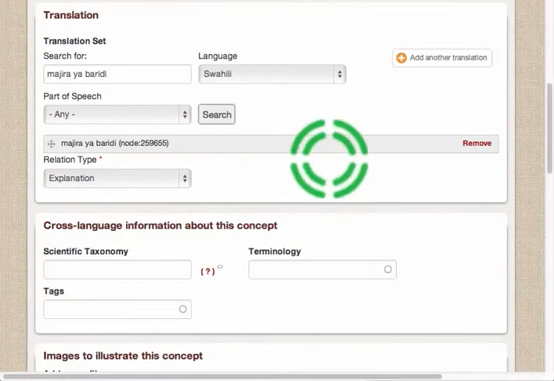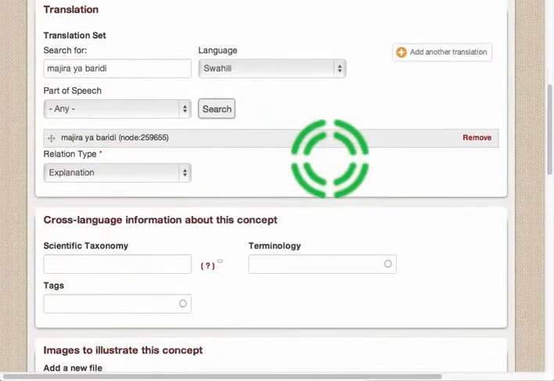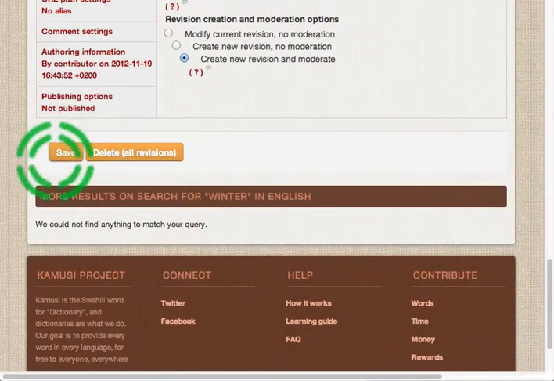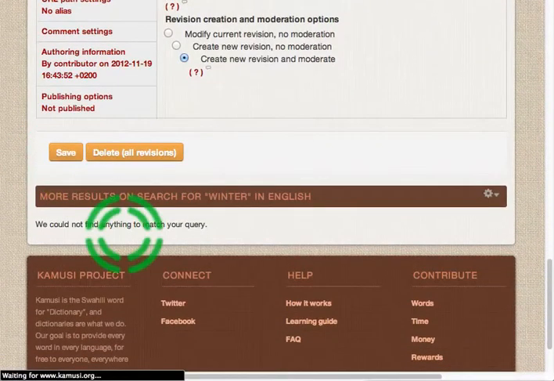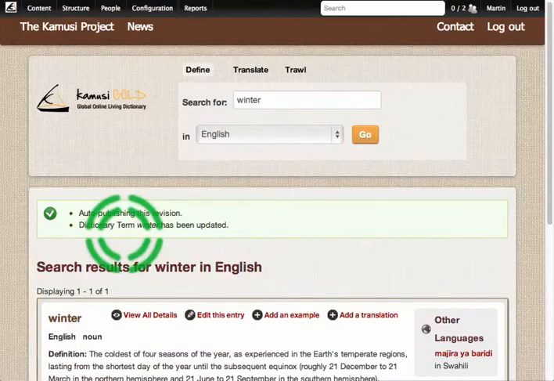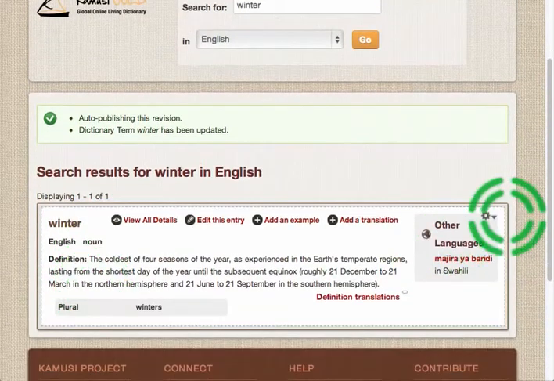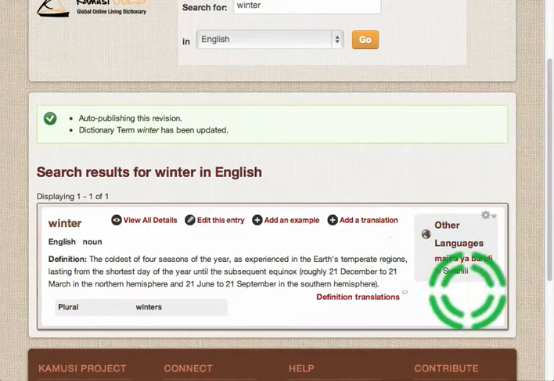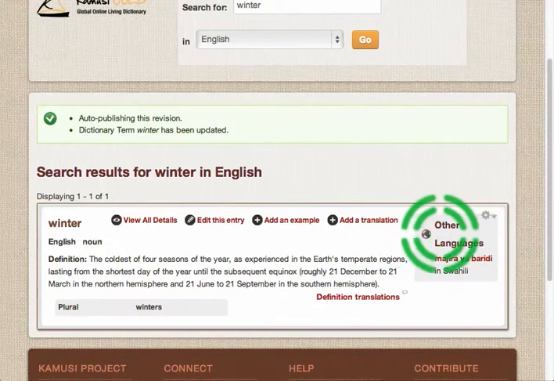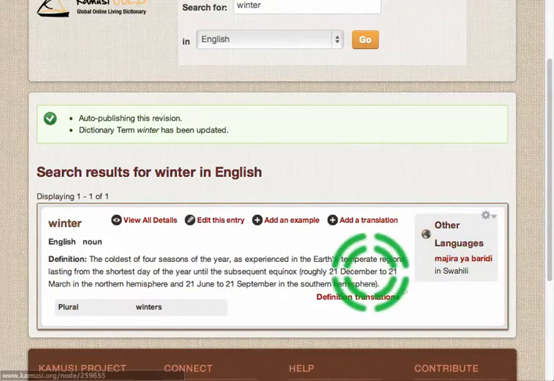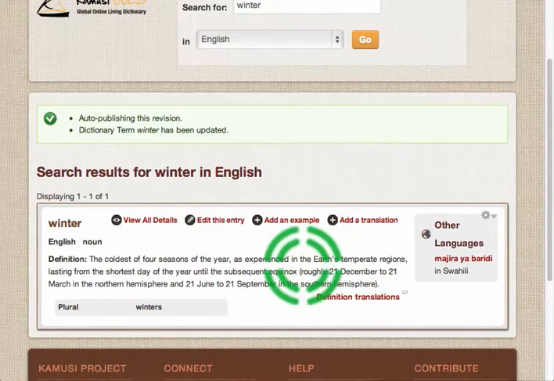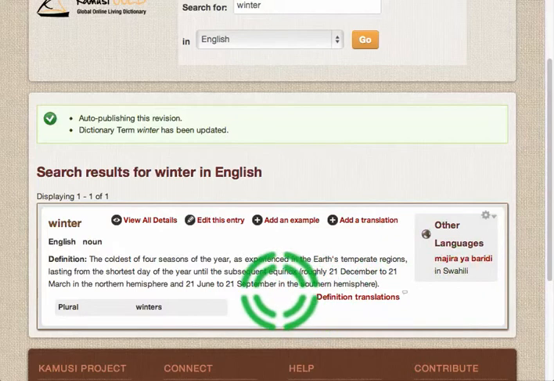Majira ya baridi is not actually a Swahili term. It's a translation of the idea. But by making this link, we have now provided the resources for people to see that in Swahili you would render that as Majira ya baridi. So it's not a word for word, it's not a concept for concept translation in the sense that this is not a Swahili word, it's an explanation.